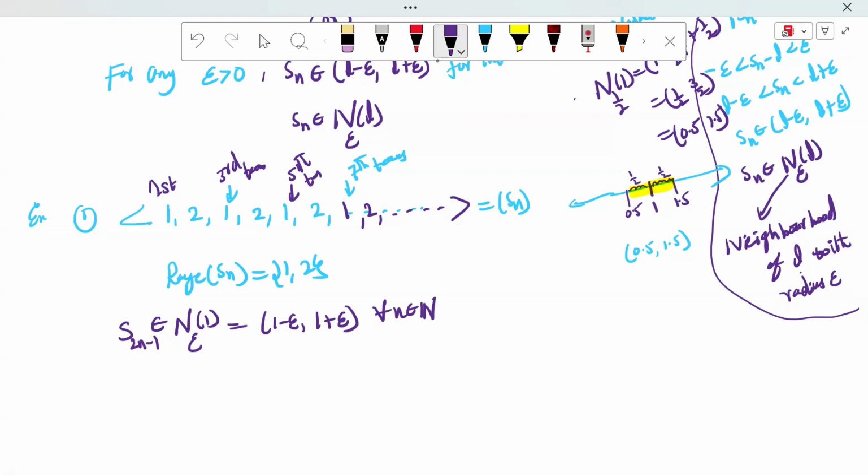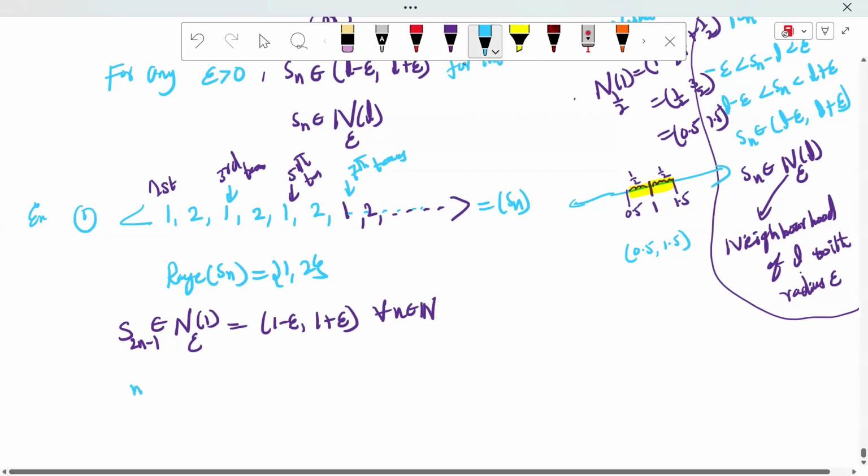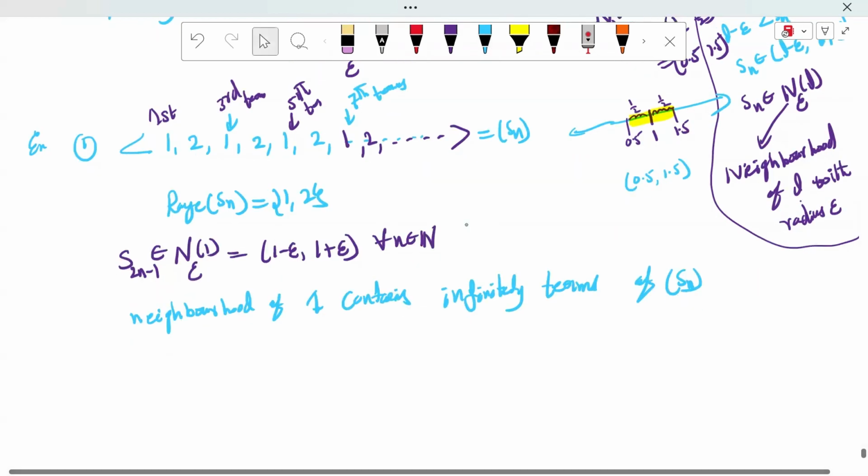అంతే కదా సార్, neighborhood of the 1 యొక్క 1 పక్కల ఇన్ఫినైట్ నెంబర్ ఆఫ్ టర్మ్స్ ఉన్నాయి. సో కాబట్టి నేనేమని చెప్పొచ్చు సార్, neighborhood of 1 అంటే every odd term belongs to the neighborhood of 1. సో కాబట్టి neighborhood of 1 contains infinitely many terms of sequence SN. Therefore, 1 is the limit point of the sequence SN.